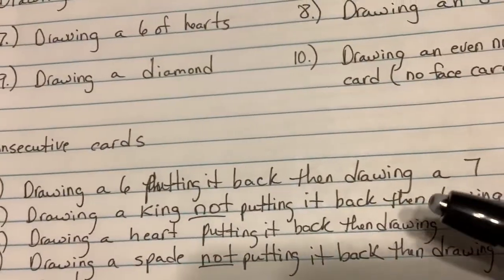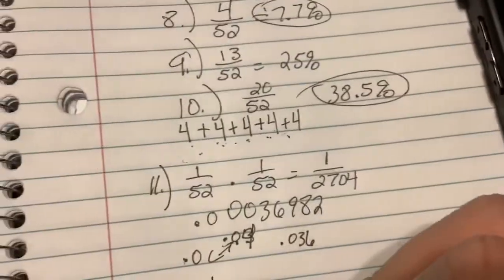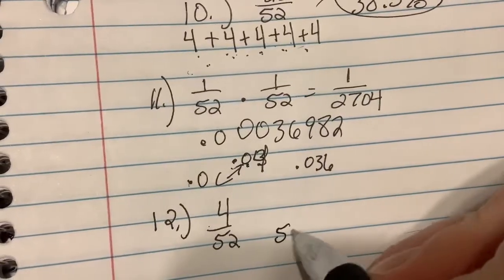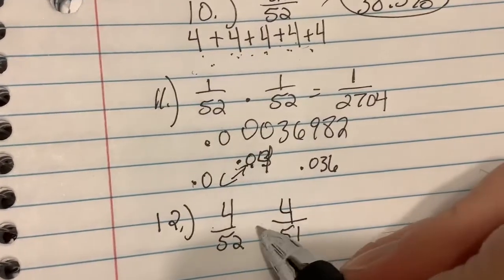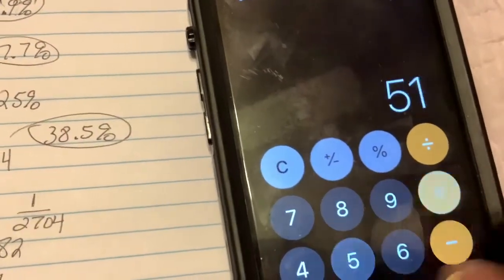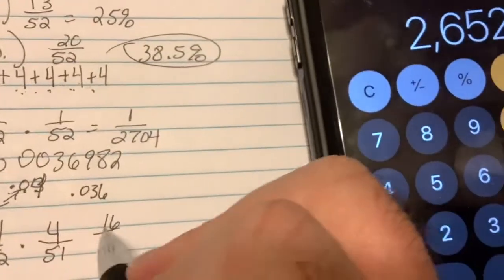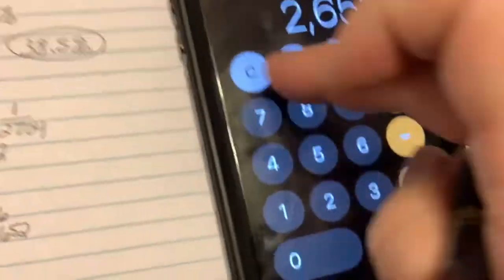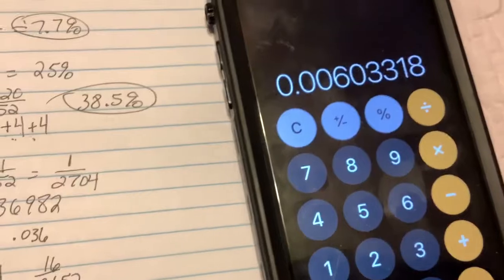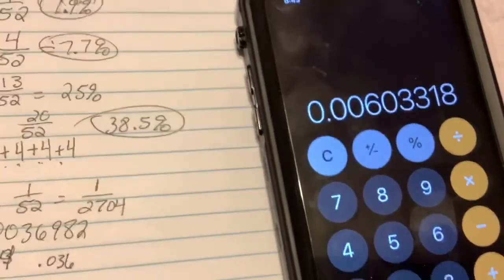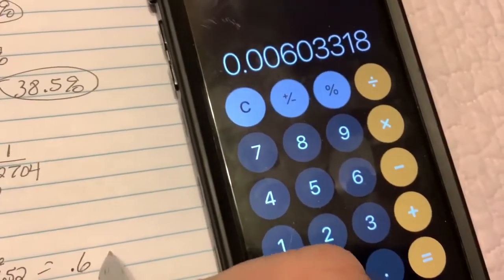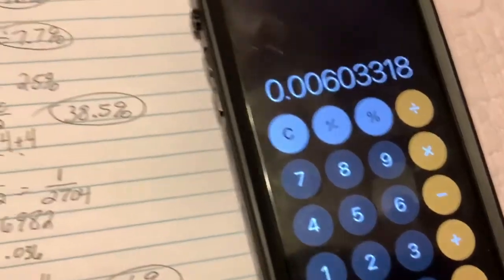Drawing a king, not putting it back, then drawing a 3. So you've got a 4 out of 52, but then you didn't put it back, so now there's only 51 cards, and you want to draw a 3, which there's 4 of those still. So you're going to get a 16 out of 2,652. Okay, so 0.6%. Because you move it twice, so 0.6%. And it stays a 6 because the number after is a 0.